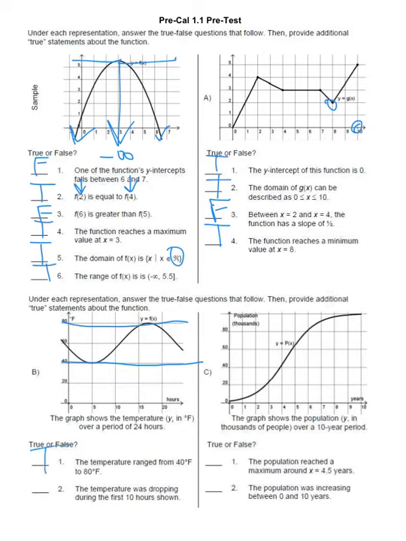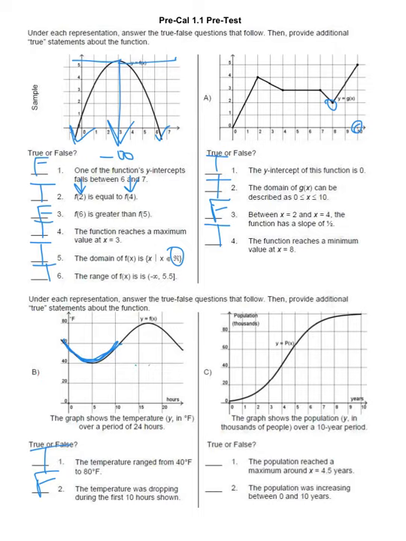And then number 2, the temperature was dropping during the first 10 hours shown. So if we look at the graph for only the first 10 hours, that would be from 0 to 10, so just this part of the graph here. From 0 to 5, it is dropping, but then from 5 to 10 hours, it actually starts increasing again. So this would be false.